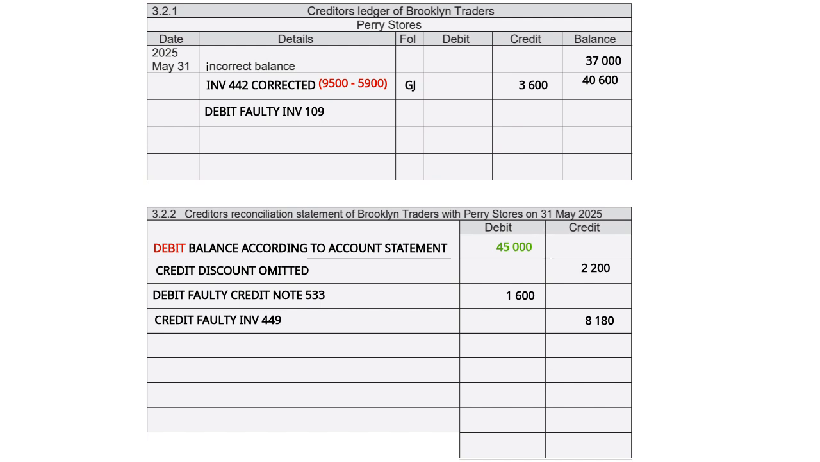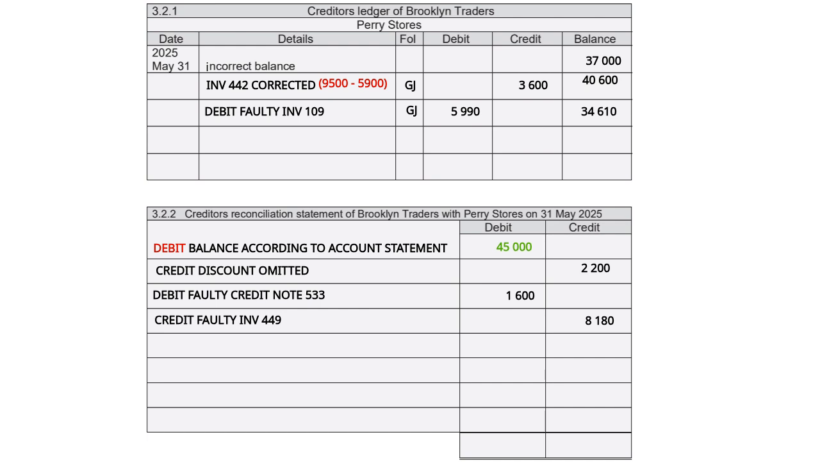Then referring back now to adjustment number E, I've got a debit, the faulty invoice 109 that was renumbered. Again, it's going to be a general journal transaction. It will be 5990 in the debit column. And now my balance is slightly less. It's 34,610.